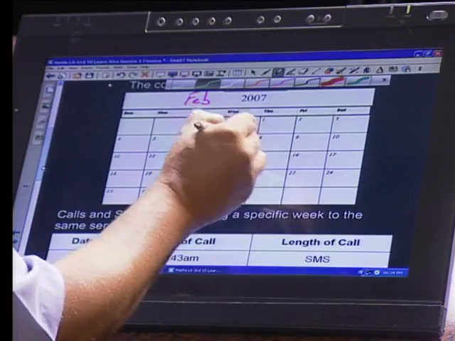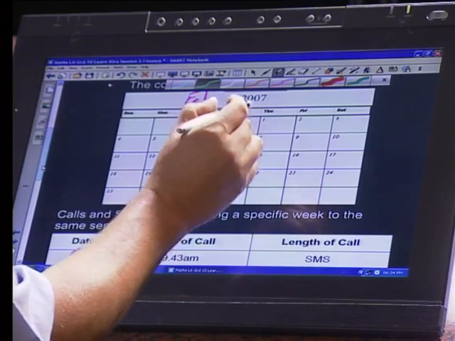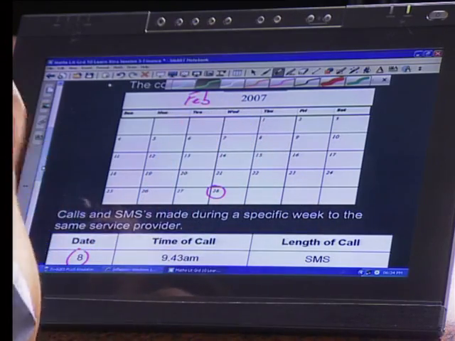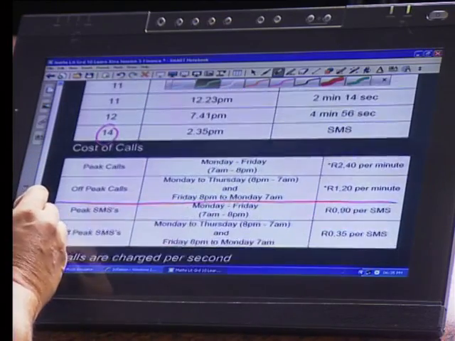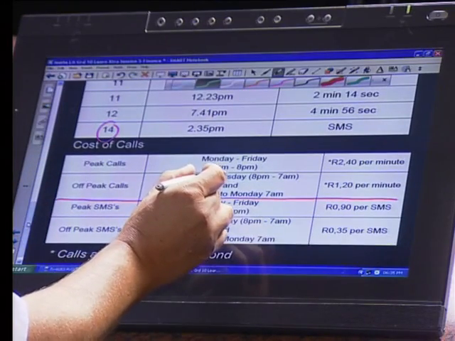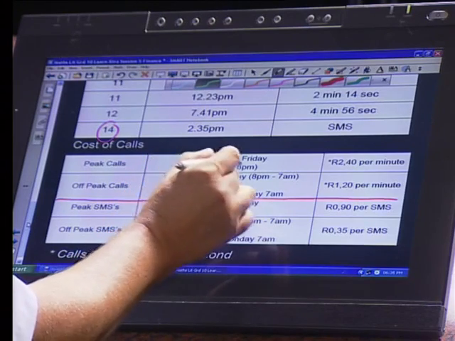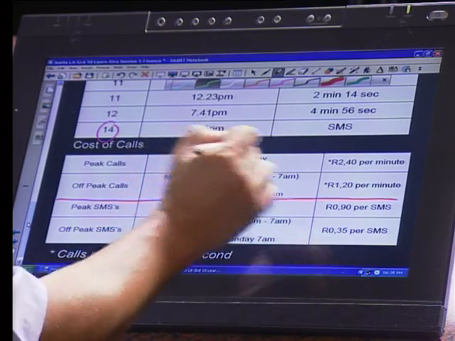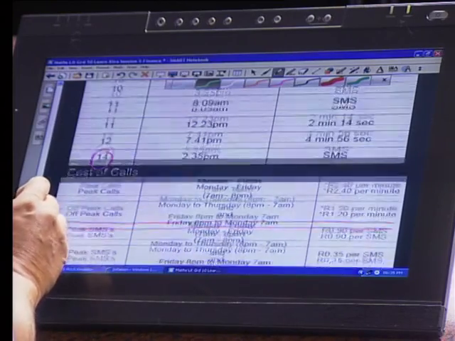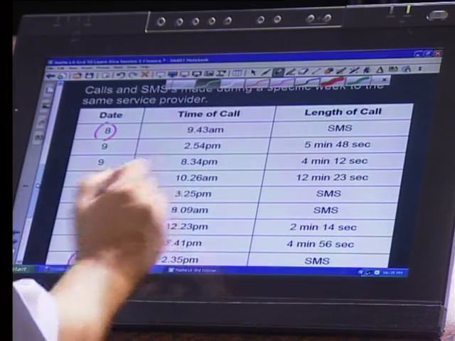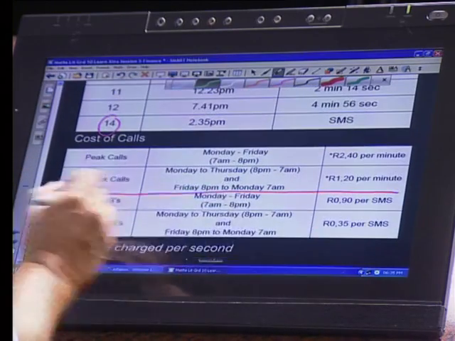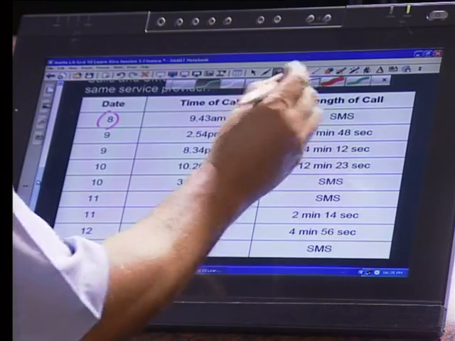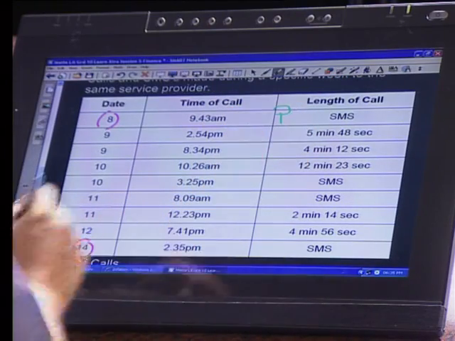So, the 8th of the month. The 8th of the month is a Thursday. Okay, so it could be peak or it could be off peak, depending on the time. Now, 9:43 on a Thursday morning, between 7 and 8 o'clock, is peak time. And I'm paying R2.40 per minute. So I'm going to start off and say, in fact, hold on, that's an SMS, eh? But the time is still the same. So I'm going to say this is peak. I'm going to put a P there.